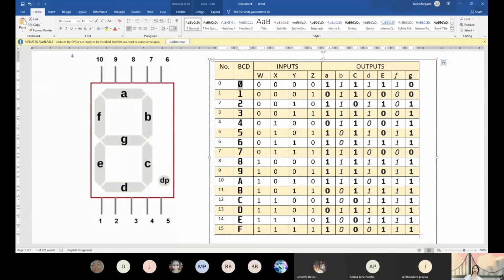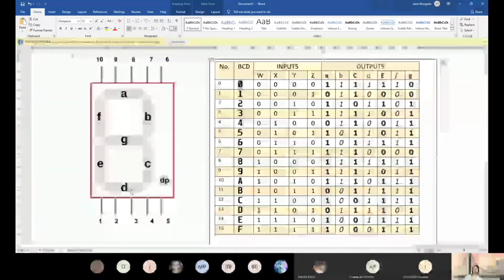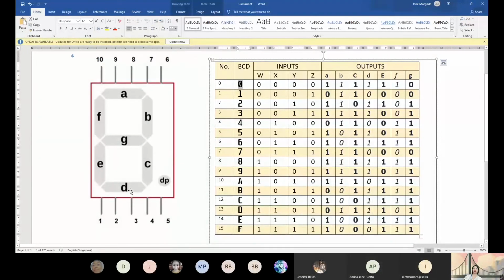Okay, how about the others? Okay? To have output display of 1, so you need to illuminate B and C. Okay? So BC. Okay. To have output display of 2, so you need to illuminate A, B, G, E, D. Right? Wrong. Class?